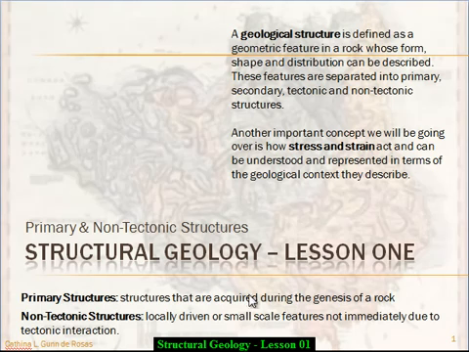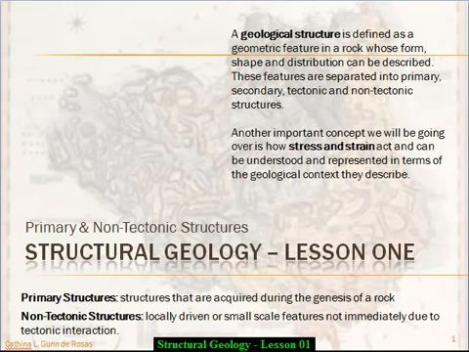There are also non-tectonic structures. Now, in a broad sense, almost every structure that we see is in some distant way, at least, due to tectonic forces. But to simplify and to kind of give categories to what we're doing, we're going to call them non-tectonic structures if they're sufficiently removed from plate activity so that they don't seem like a direct tectonic structure.